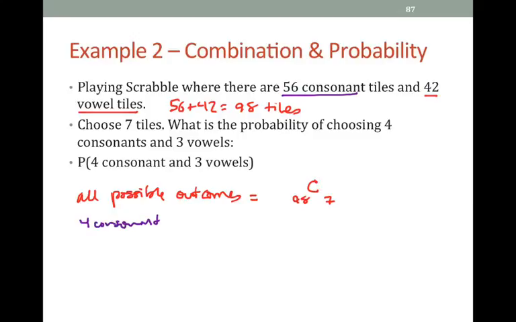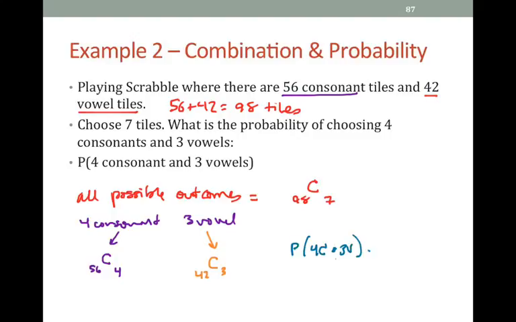Now we want to figure out, if I want to get 4 consonants, I've got 56 consonants to choose from. So I'm going to go 56 choose 4, because I want 4 consonants. And then my vowels, I've got 42 vowels to choose from, so I'm going to take 42 choose 3. And I want 4 consonants and 3 vowels, so the fundamental counting principle says to multiply those together.